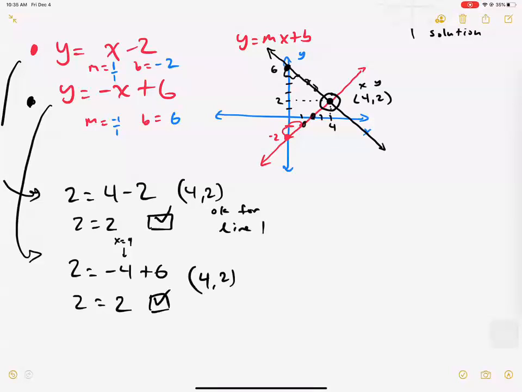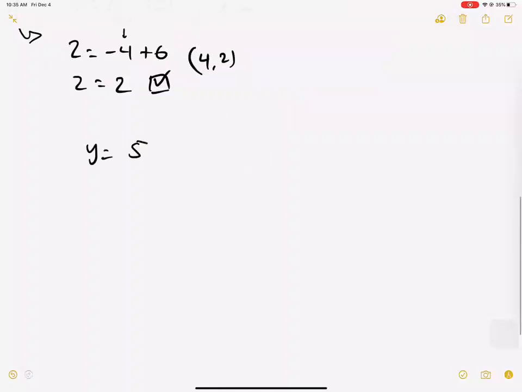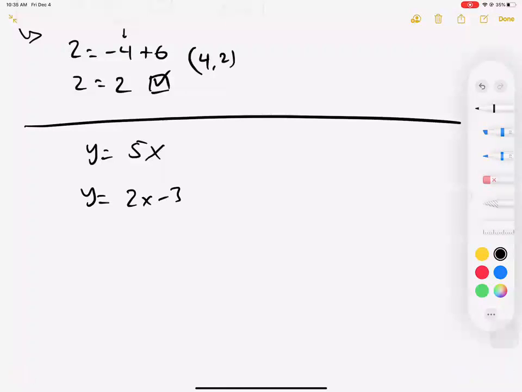So let's go ahead and try another problem here. This one is going to be a little harder to draft, but let's try it. y equals 5x and y equals 2x minus 3. Okay, this is a different graph. I'll use black for here and maybe we'll use red for the second one. Okay, so let's go ahead and graph these two lines. We've been practicing graphing lines already.